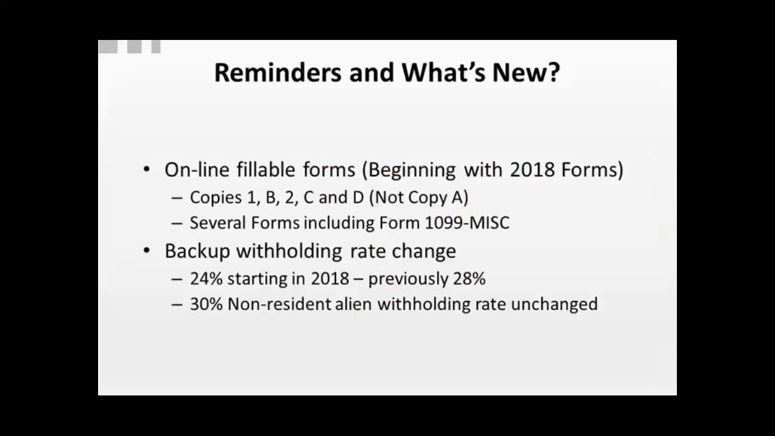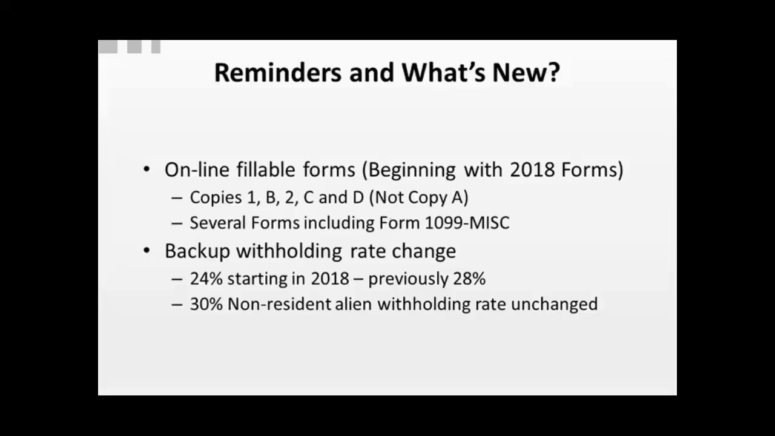So if you're filing on paper, you can fill these out online, print them out, and save your hard copies. Use these hard copies for your recipients, in the states, and for your own records. But you still need to have the official form for the copy A. There are several forms, including Form 1099 miscellaneous, to which this applies.